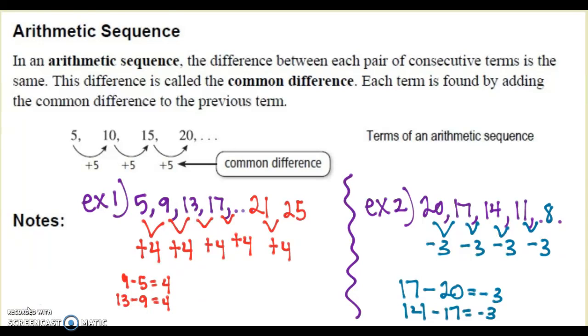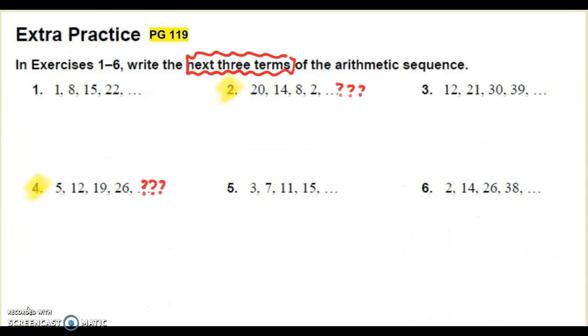If I want to find the sixth term, I subtract 3 again, and that's going to give me 5. This is how you find the common difference, whether it's decreasing, or negative, or positive for an arithmetic sequence. What I would like you to do is turn to page 119, and try to find the common difference in the next 3 terms for number 2 and problem number 4, and you'll input your answers here in the Edpuzzle video.